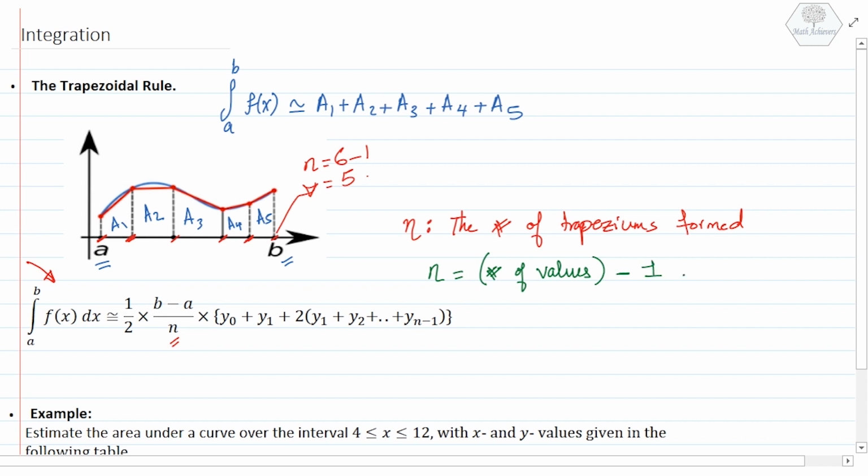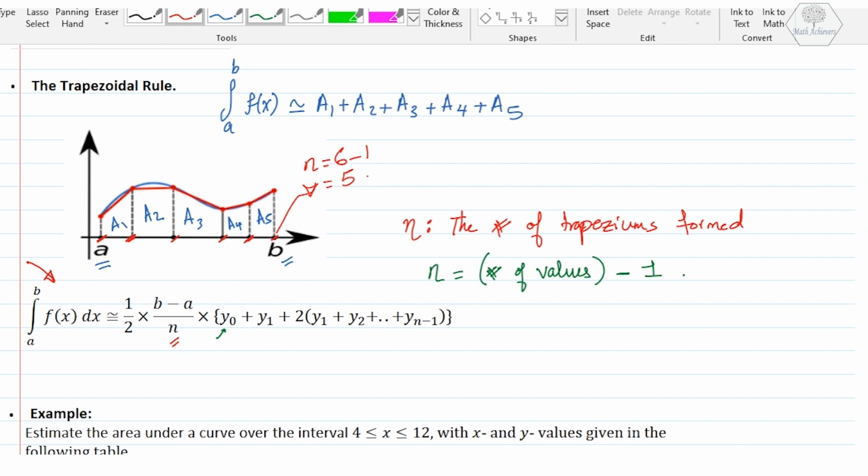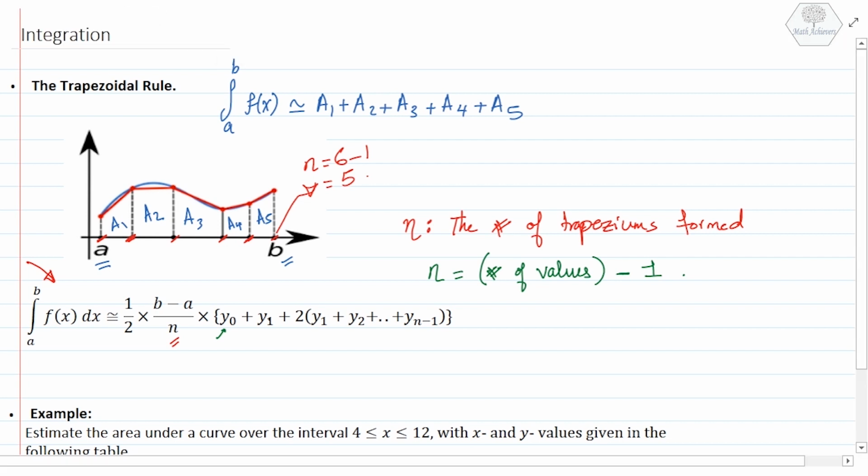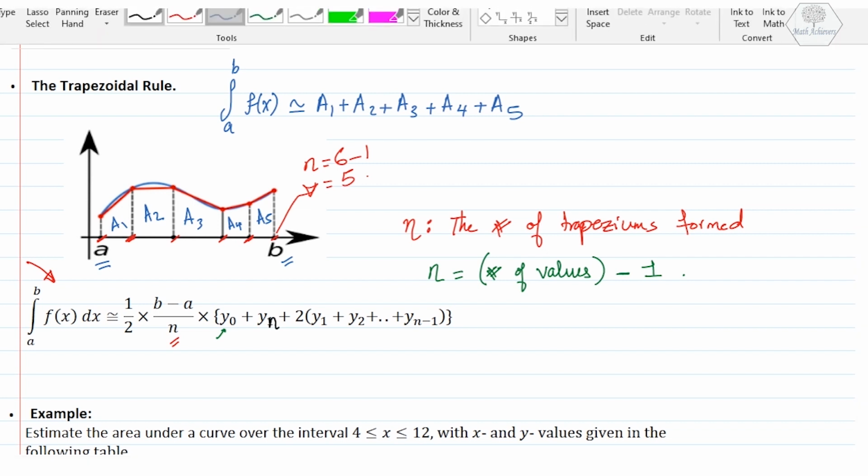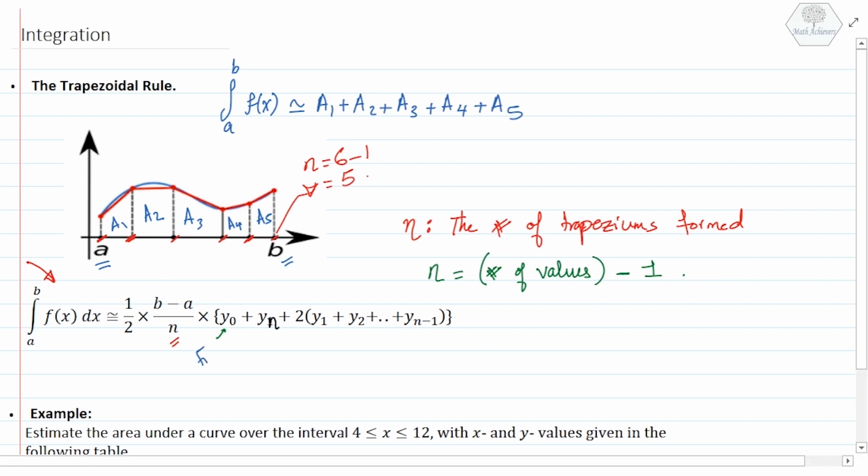And then I multiply times y naught, the first y value, plus yn. This is yn. Y naught is the first value, and yn is the last value, plus 2 times y1 to yn minus 1. These are the values in the middle.